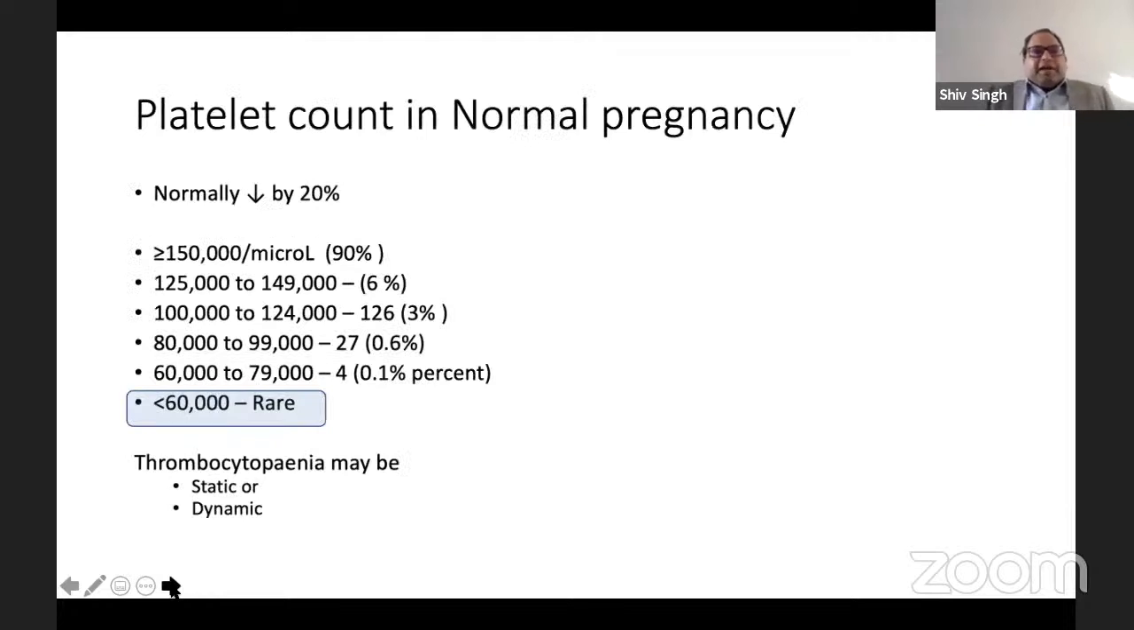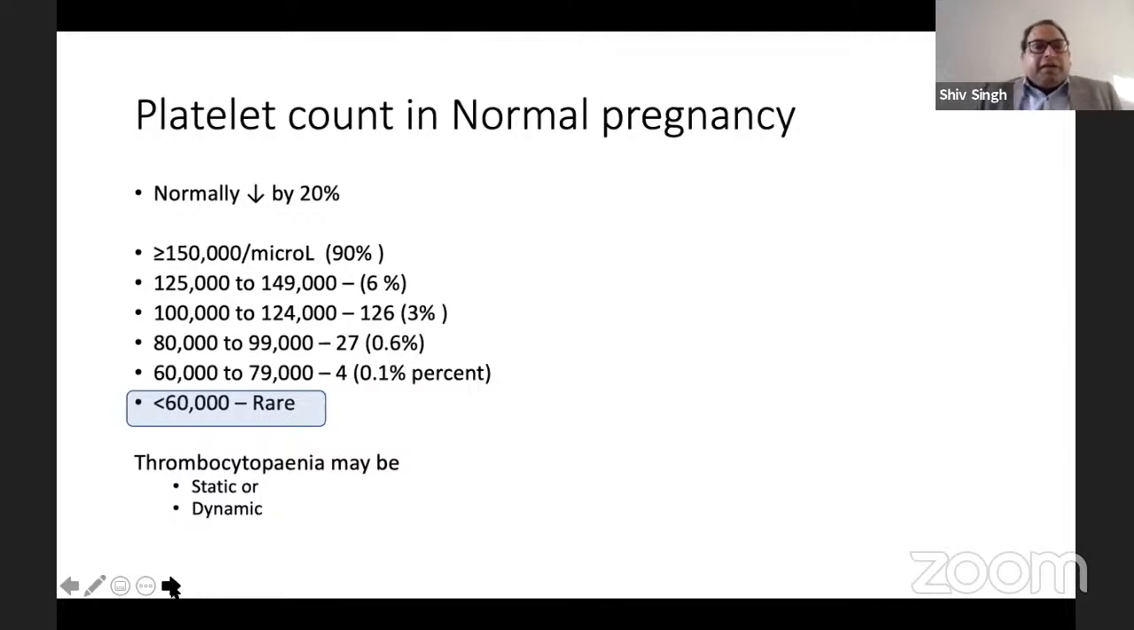So during pregnancy, the platelet counts do go down by 20%. And it is seen that almost 90% of patients have platelet counts of 150,000 or more. 6% have counts between 125 to 150. 3% have 100 to 125,000, and around 0.6% have from 80,000 to 99,000. And only 0.1% have from 60 to 80,000. So patients with counts of less than 60,000 are very rare.